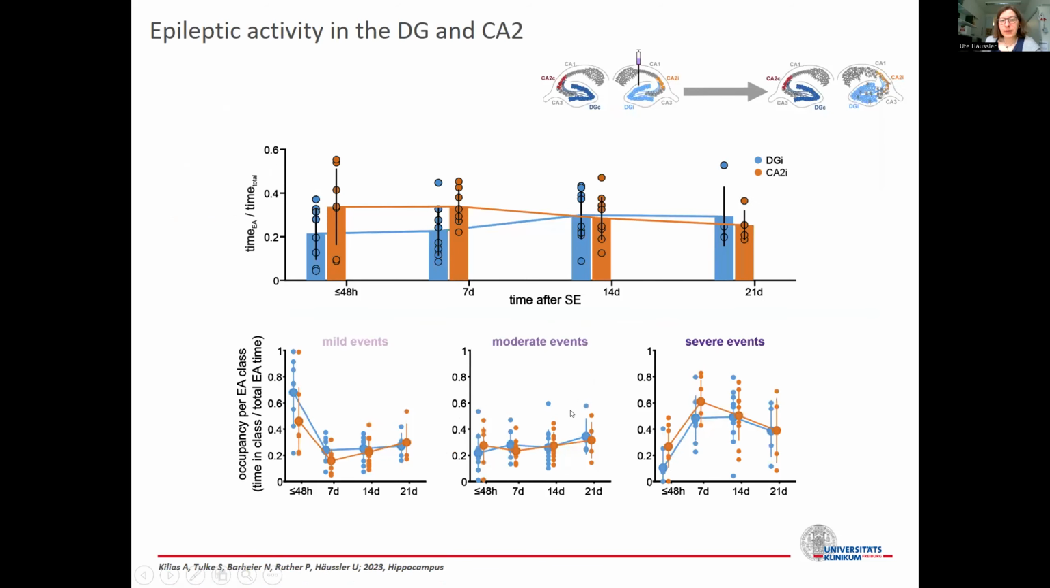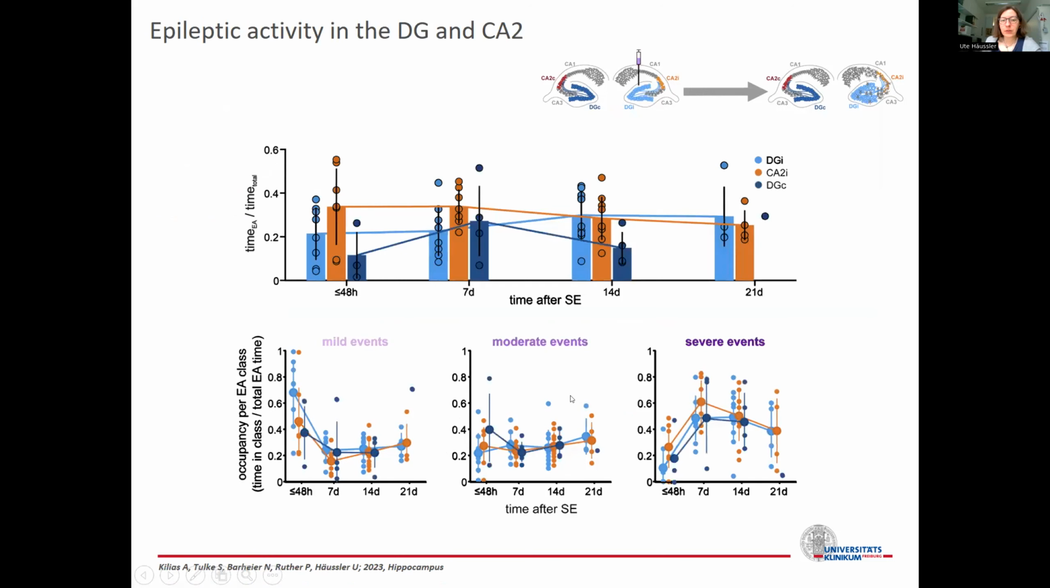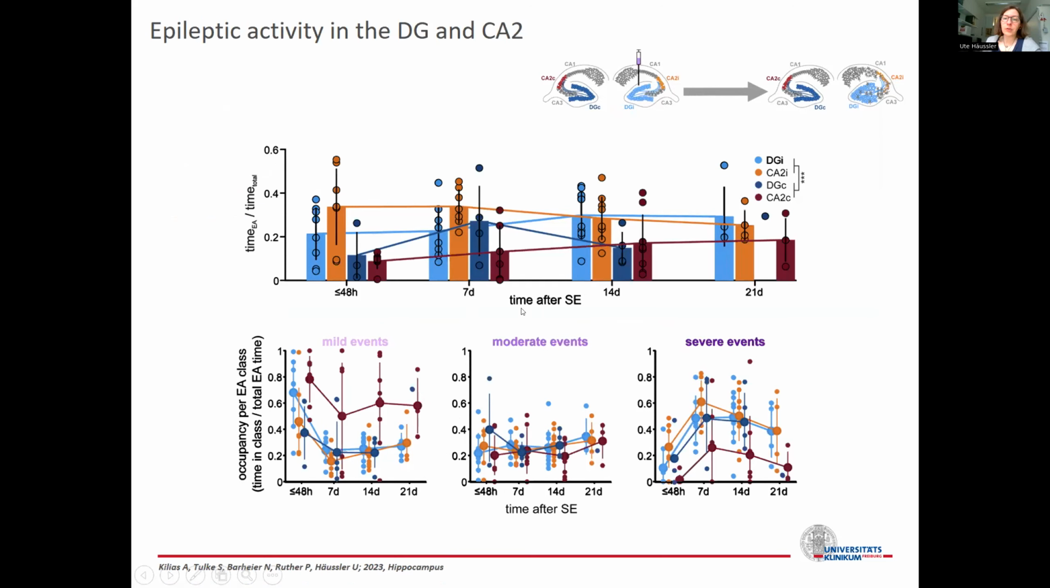So we were looking at the activity propagation to the contralateral hippocampus. If we look at the contralateral dentate, this looks quite similar to what we've seen for the ipsilateral hippocampus. But if we look at contralateral CA2, the occupancy of the mild events is much higher and remains much higher throughout the whole recording. And the occupancy of severe events is much lower.